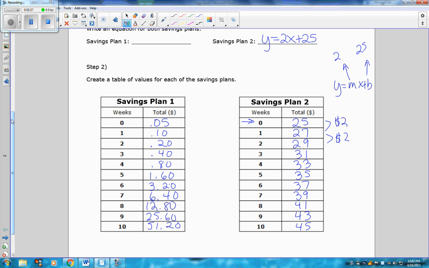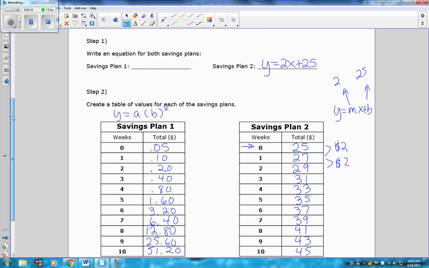In plan 1, you're doubling each time. When you double, that's a multiplier. That makes this exponential. Your exponential function looks like this: y equals a times b to the x, where a is your initial amount, b is your multiplier, and x is your variable for time. So it would be y equals, the initial amount is 5 cents, your multiplier is 2, and there's your variable. So those are your two equations.